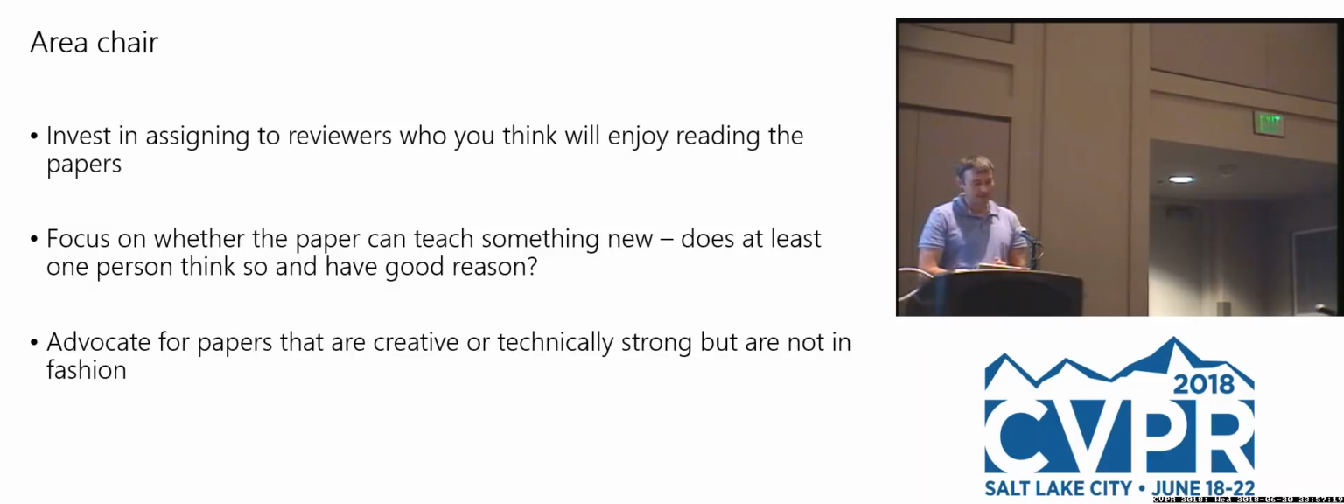Likewise, you want to focus on whether the paper can really teach something new. If there's just one person who says, oh, there was a really good idea in this paper and they demonstrated it sufficiently, then you should give strong consideration to that paper, even if there are two other reviewers who say, I don't really like the topic that much, or it's not that interesting, or they could have had better results or run on another data set. If there's one person who says, I learned something, then that's a big stamp of approval for the paper, and that should incline you towards accepting it.